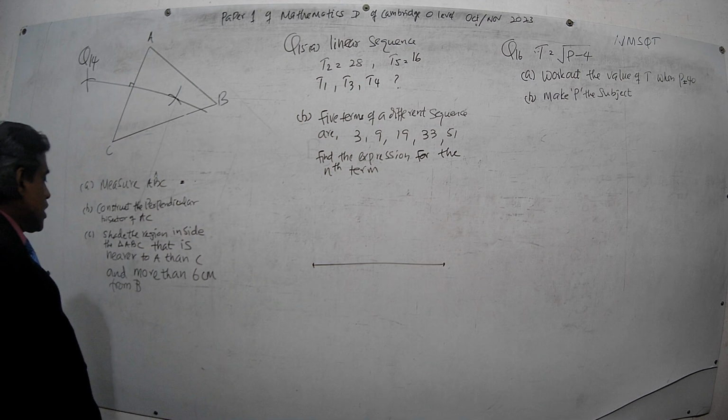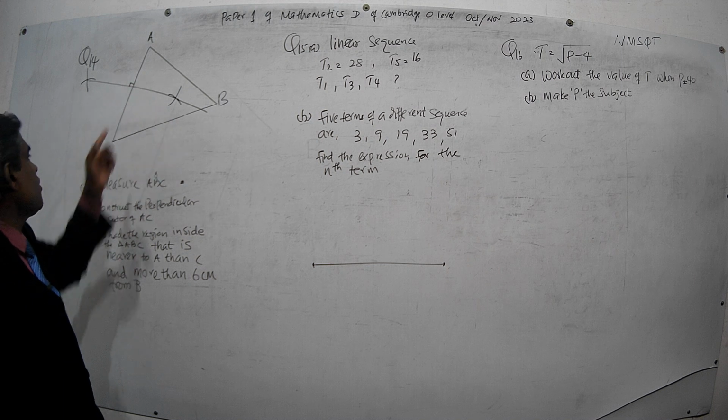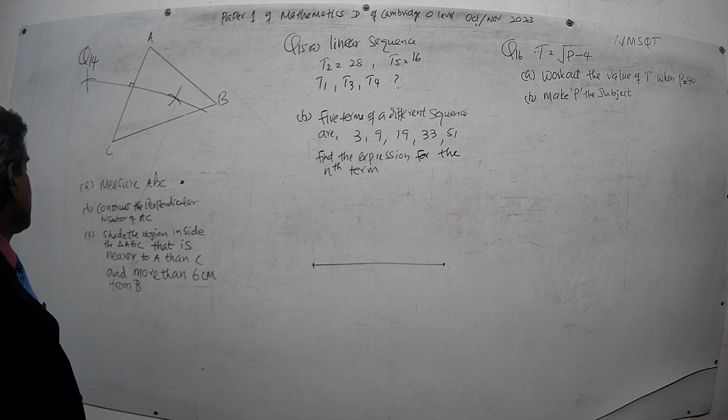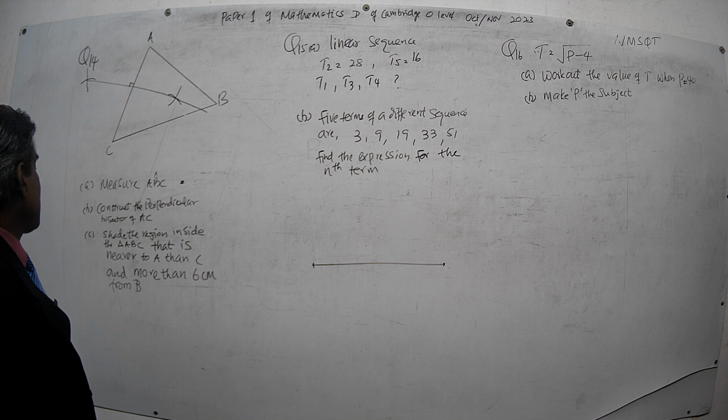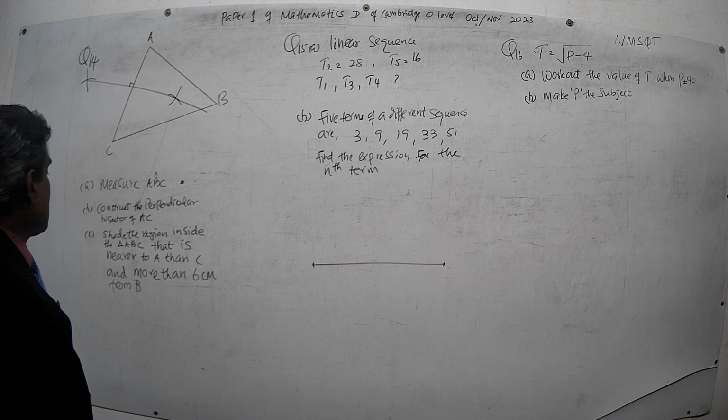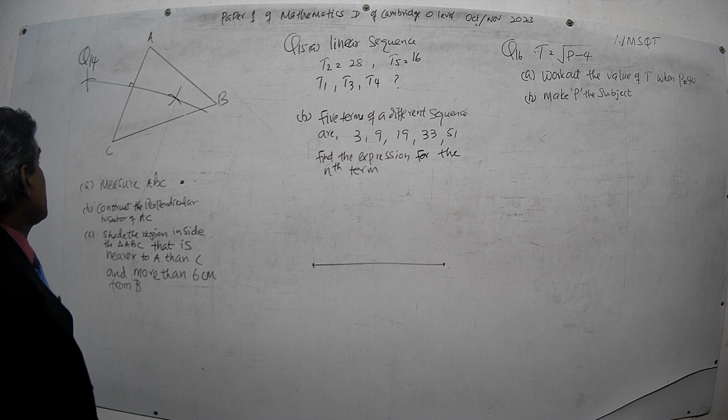What do they ask next? There is a perpendicular bisector of line AC, right? Then they ask, shade the region inside the triangle ABC that is nearer to A than C. Right, now look at this one here.